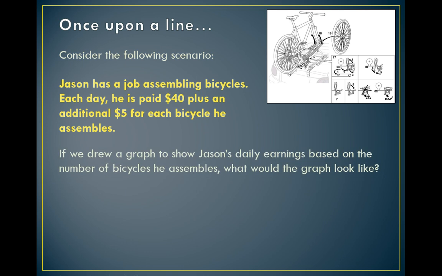If we drew a graph to show Jason's daily earnings based on the number of bicycles he assembled, what would the graph look like? And what they mean by the question is, would this go up in a curve? Would it be changing all the time? Or would it go up in like a straight line? Would it be going up the same amount every time? That's the question. So what would happen? If you added $5 on every time, what kind of shape would you see on the graph?